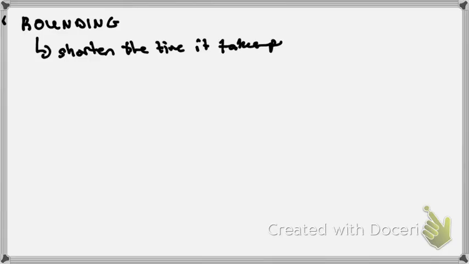So the first topic we're going to talk about is rounding. So the importance of rounding for the MCAT is that it's important to shorten the time it takes per question. So usually you have about a minute and 30 seconds per question.